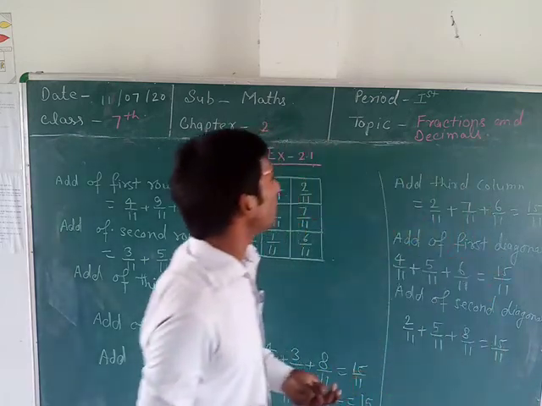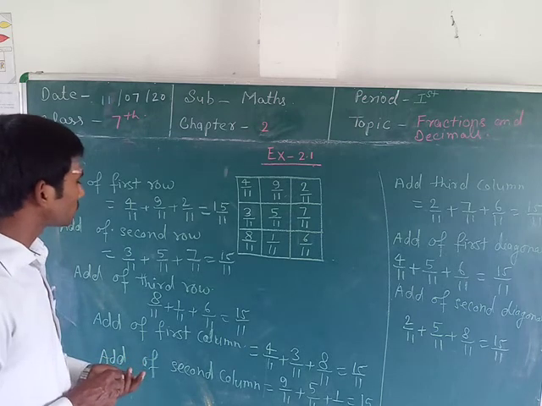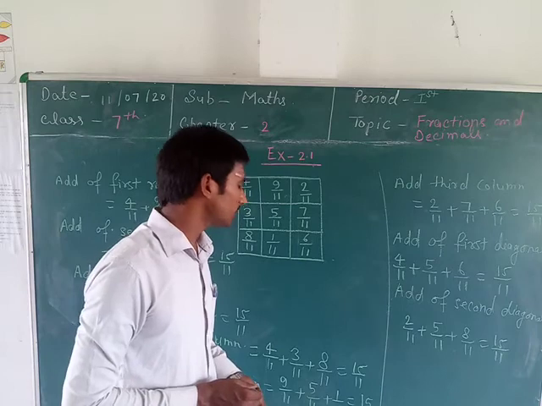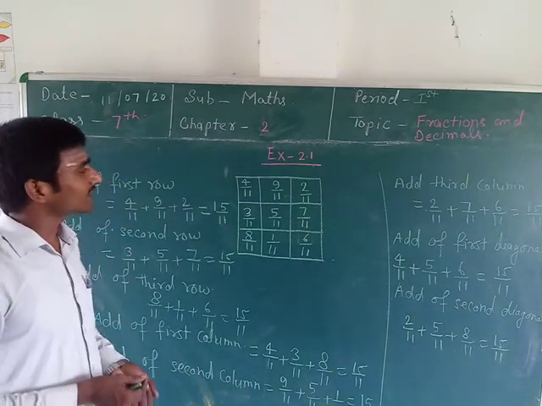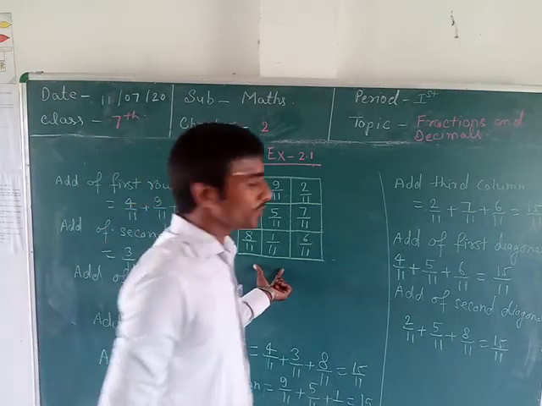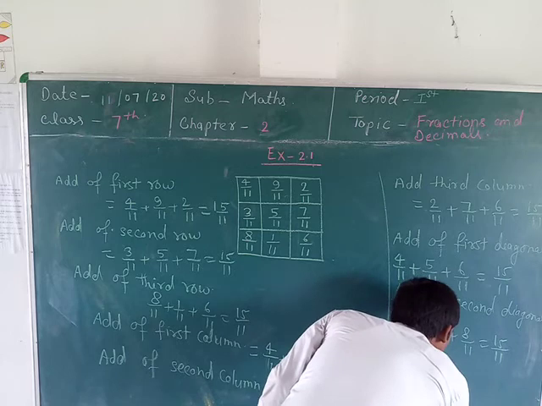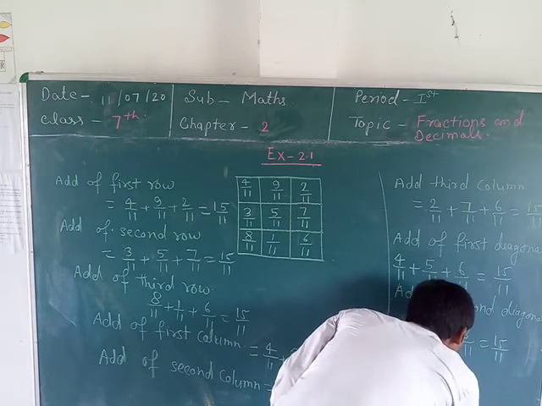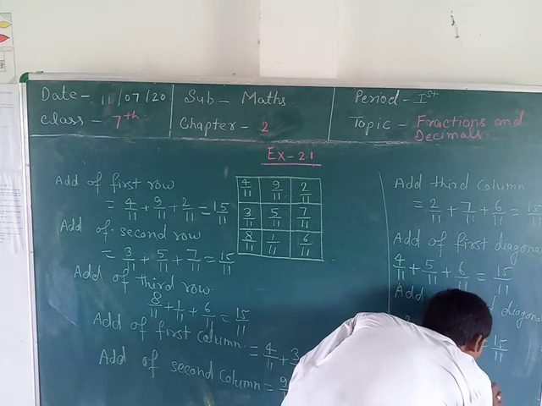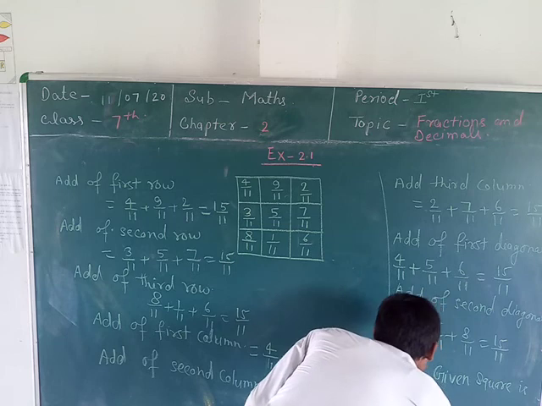Here we can see that the addition of all the rows and columns and diagonals is 15 upon 11. So we can say that this square is a magic square, means we can write yes, the given square is a magic square.